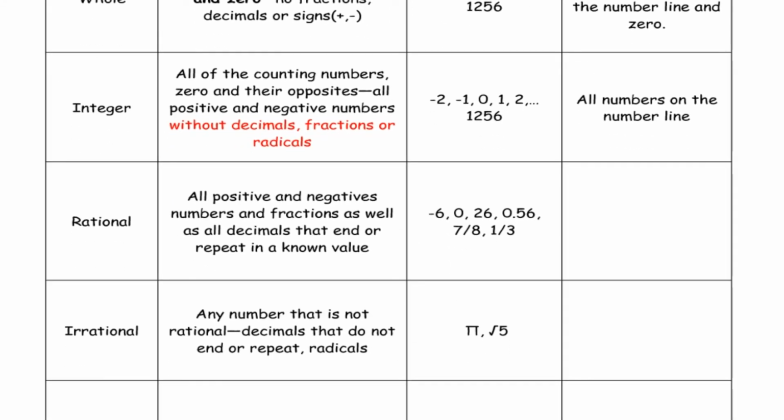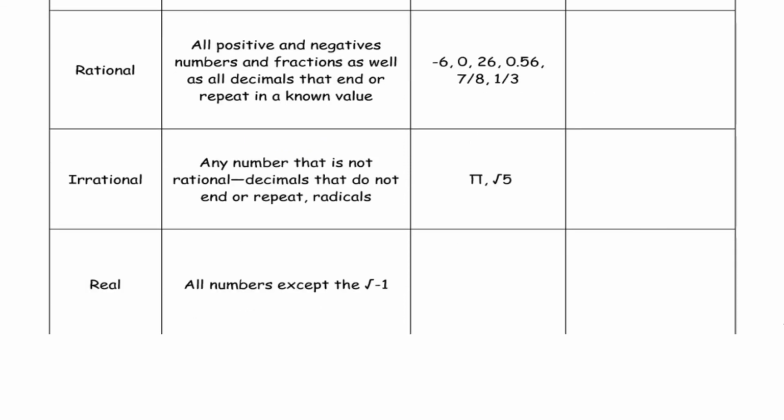Rational numbers are all positive and negative numbers and fractions, as well as all decimals that end or repeat in a known value. Irrational numbers, however, are any number that is not rational. Decimals that do not end or repeat, or radicals. Example, pi or square root of 5. Real numbers, all numbers except the square root of -1.